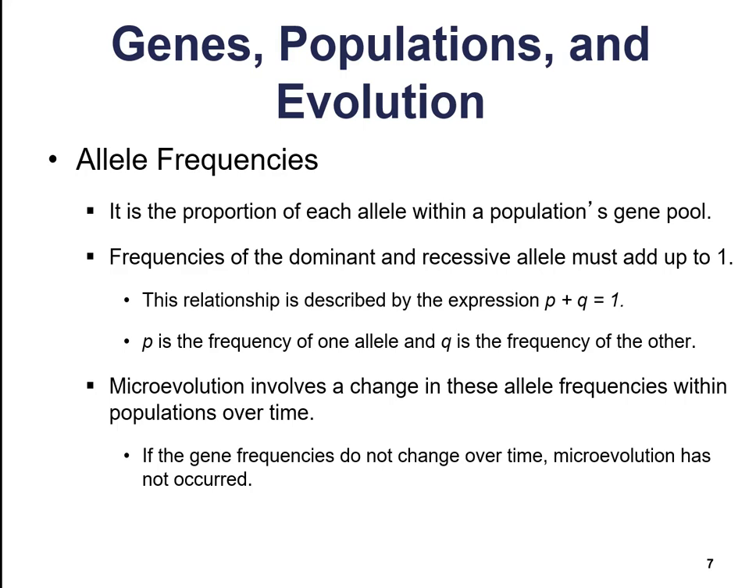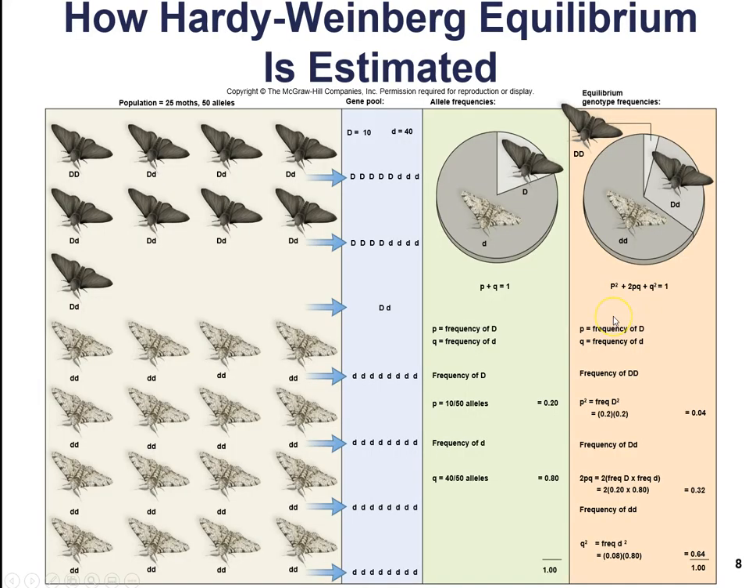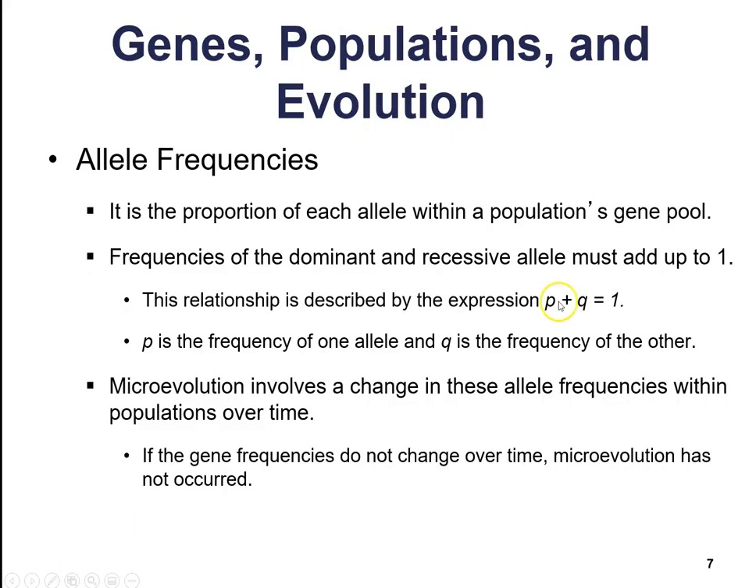There's only 2, right? So this relationship is described as p plus q equals 1. I know it's math, but it's pretty simple, okay? So again, p is the frequency of one allele, and q is the frequency of the other. Again, there's not 3 alleles. Remember, there's only 2 alleles, okay? One from your mother and one from your father.